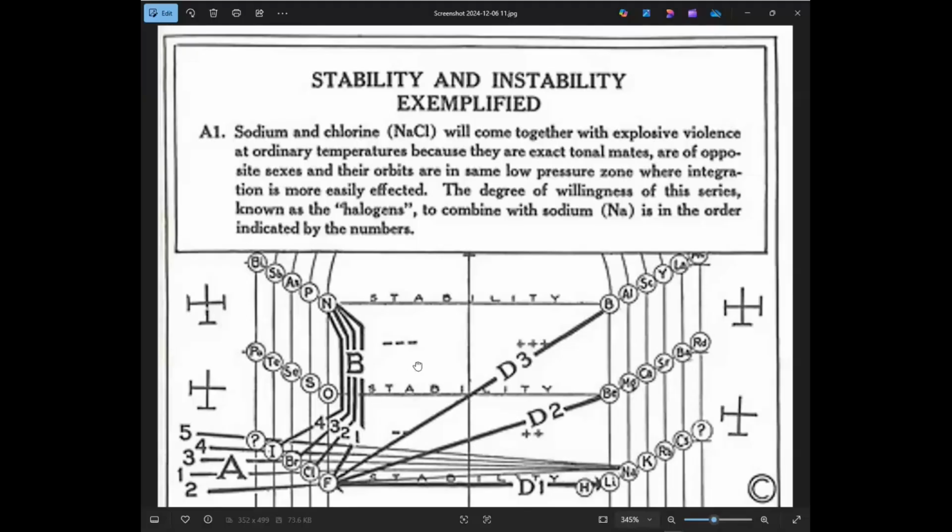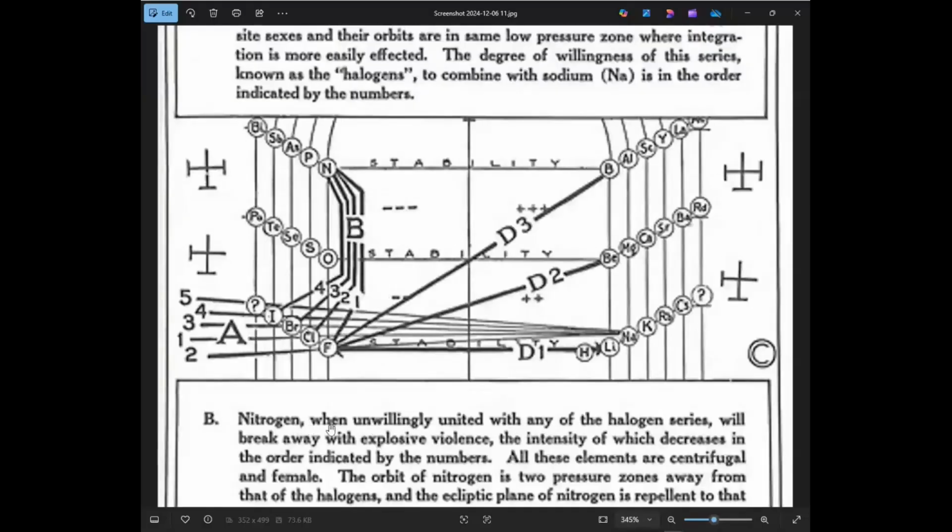And he described that as: they will break away with explosive violence, and that's because they're the same sex, so they're going to repel each other. But they're going to repel each other even more when they're the same sex and they're even farther apart in octave. But the way nature works, you can always kind of get things together if they are heated up high enough and intensely enough.